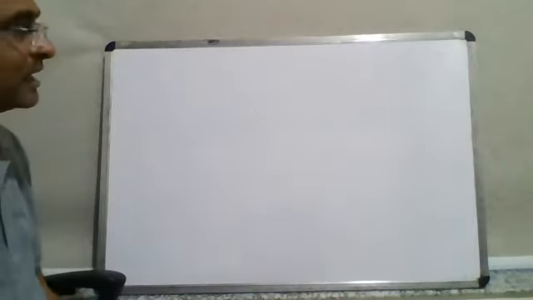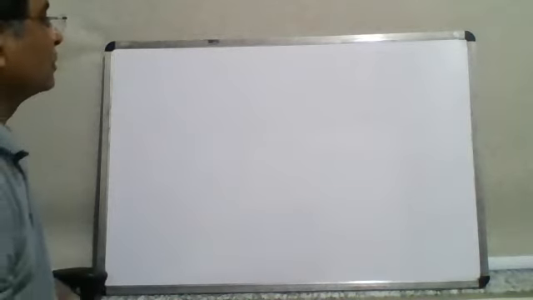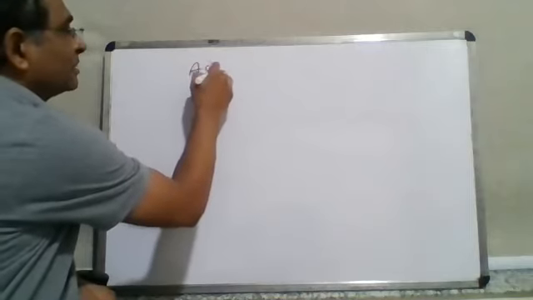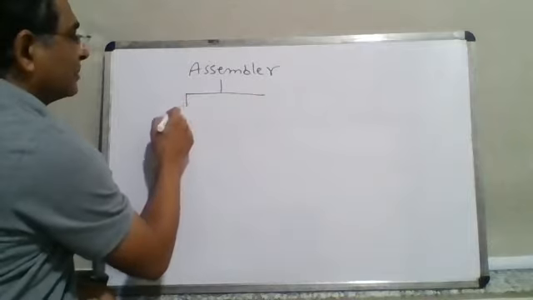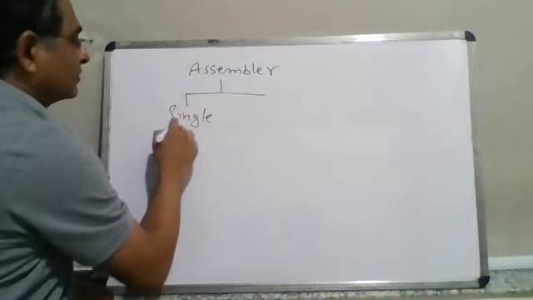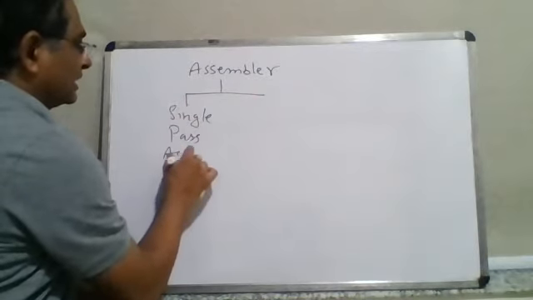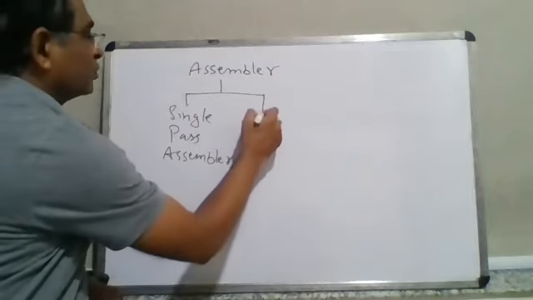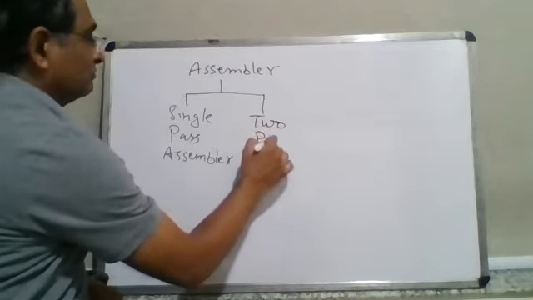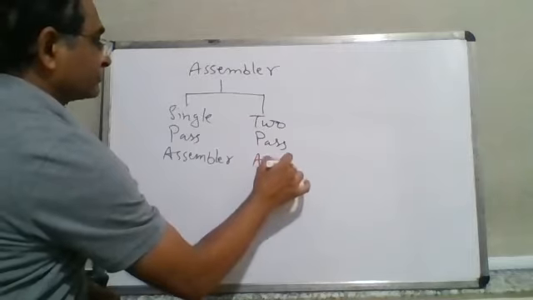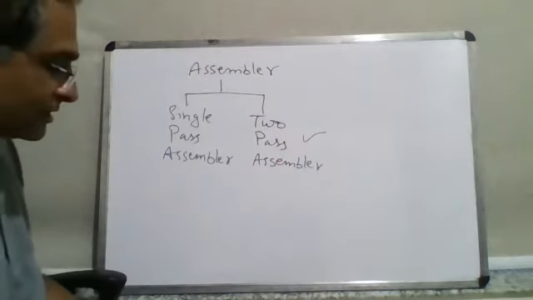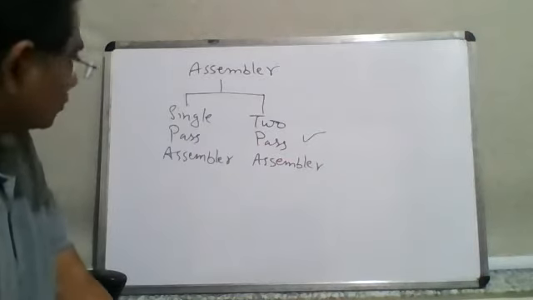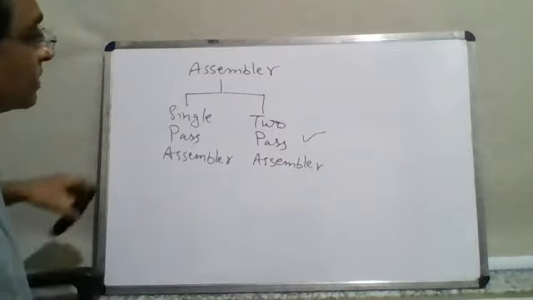There are various data structures that come up in the assembler, and we must also understand that assemblers are of two types. One is the single pass assembler, and the other one is the two pass assembler. We are supposed to see the two pass assembler as part of our syllabus. The single pass assembler has some issues, so that's why the two pass assembler is most of the time used.